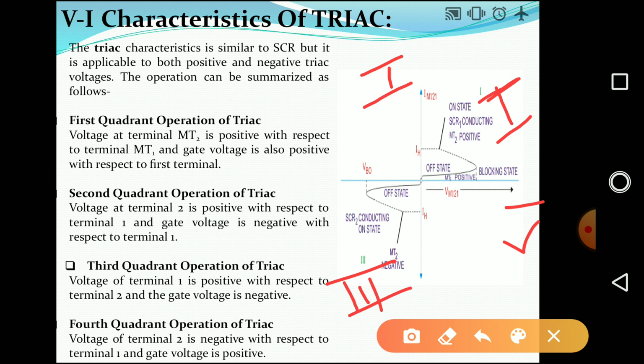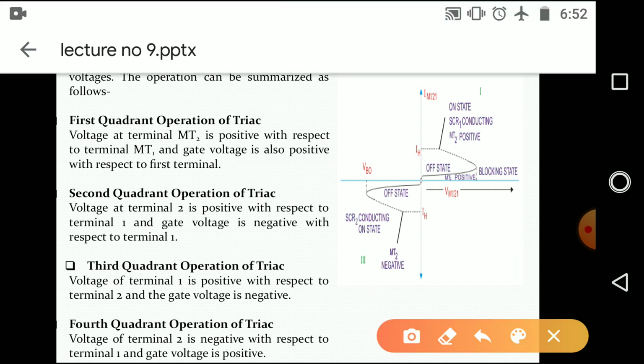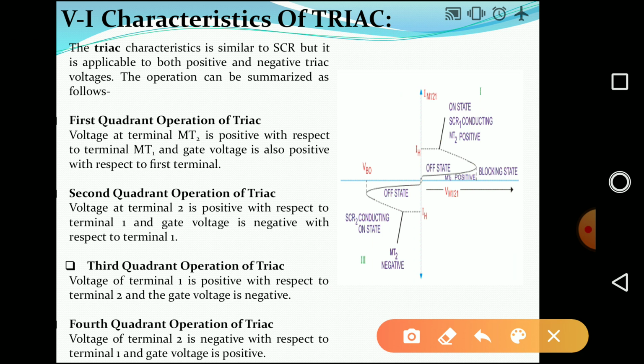So when the first mode of operation is considered, the triac operates in the first quadrant, and when the third mode of operation is considered, it operates in the third quadrant. So these are the characteristics. During the first quadrant of operation of a triac, the voltage at terminal MT2 is positive with respect to MT1, and the gate voltage is also positive with respect to the first terminal.